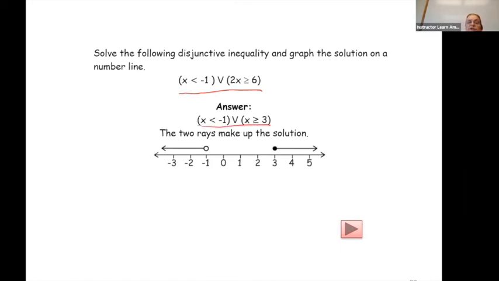So we have two disjoint sets. X less than -1 is shown by this part of the graph, -1 not included, and x greater than or equal to 3 shown by this part of the graph with the 3 included. Notice the sets do not overlap. They are disjoint. They're separated.